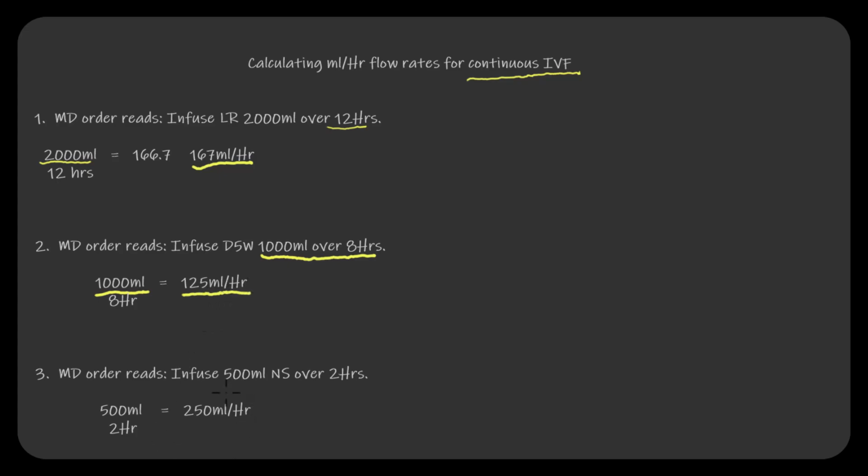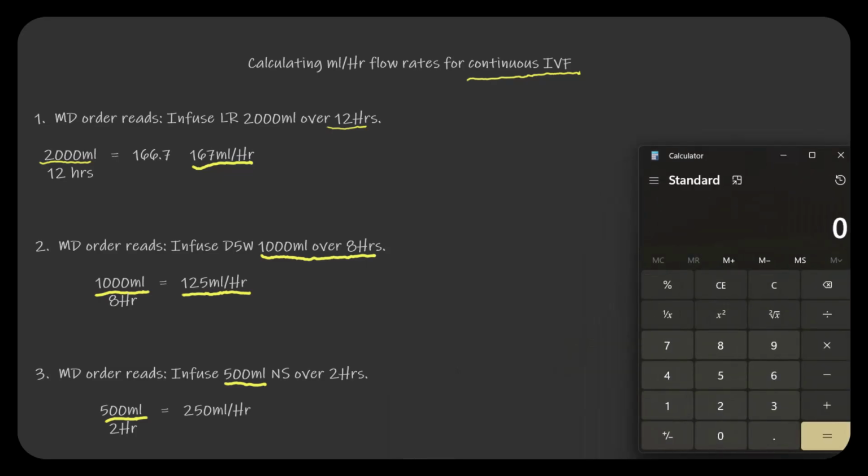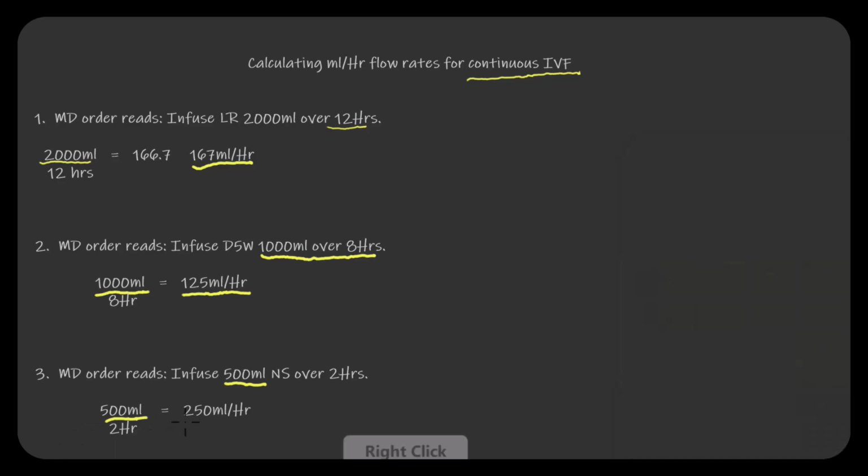Problem number 3. The MD order reads infuse 500 mLs of normal saline over 2 hours. We're taking 500 mLs divided by 2. A lot of this can be mental math, but this is just good practice in writing it out. We take the 500 divided by the 2, gives us 250 mLs per hour for our final answer.